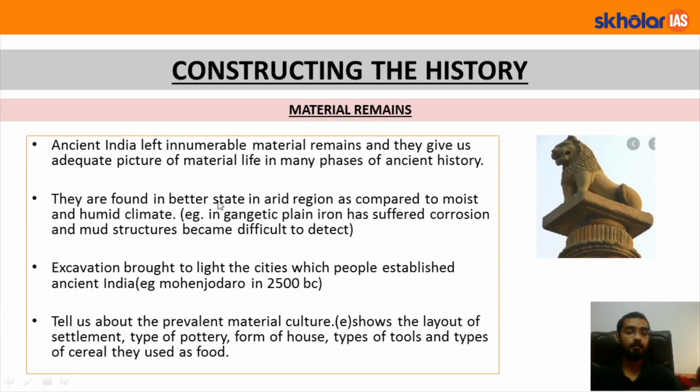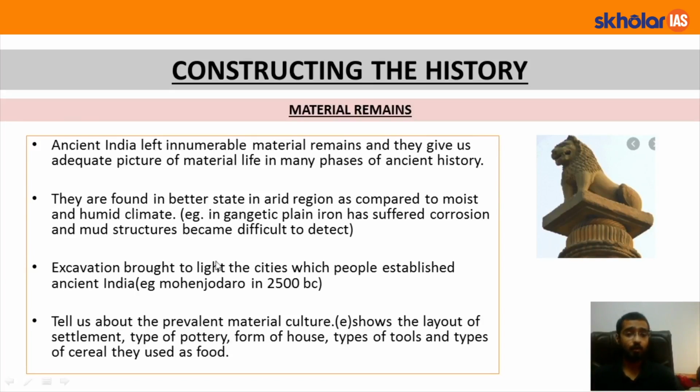These material remains are found in a better state in arid regions as compared to moist and humid climates. For example, Patliputra had a palace. Now this palace was mentioned by Megasthenes. This palace is not in a very good state because of high rainfall in the Gangetic plains, and that is why they are found in a better state in arid regions. The material remains of iron have suffered corrosion in regions of moisture and humid climate.